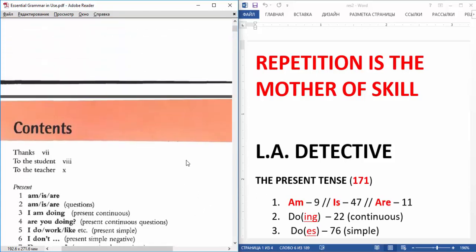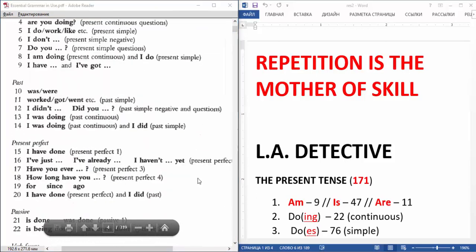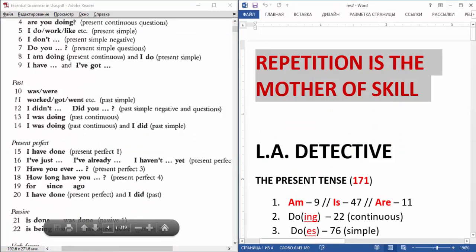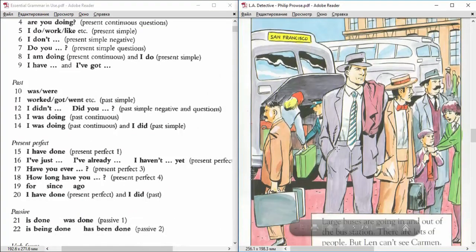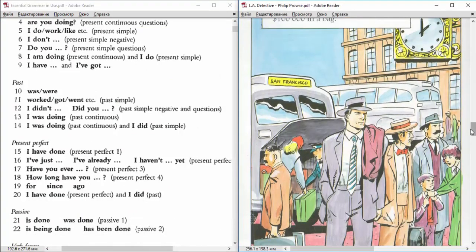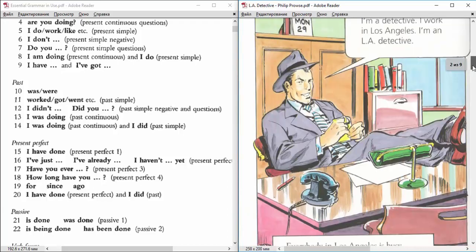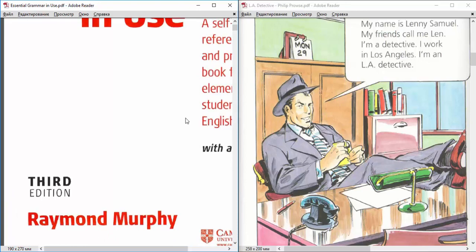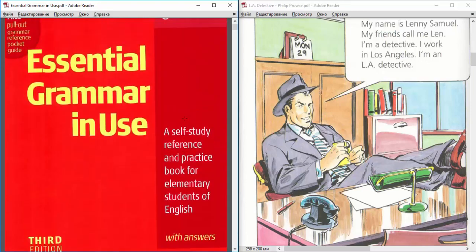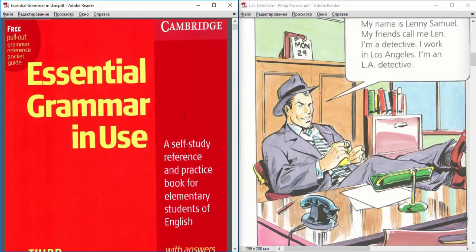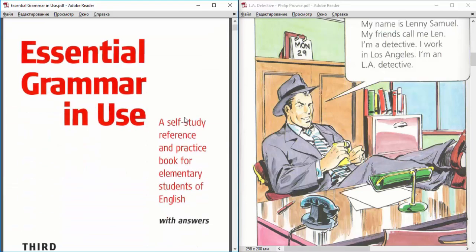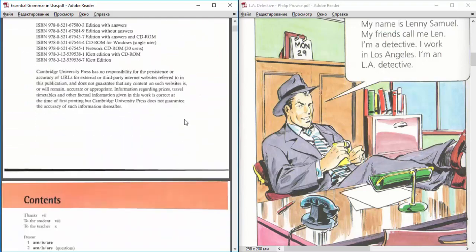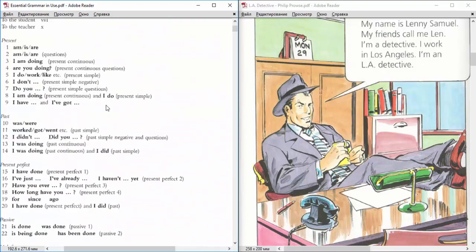Let's see how many repetitions of simple grammar we can find in a story. But before we get into that, we need to have a plan and a sequence, what to do first, second, third, and so on. For that reason, I've prepared a grammar book. Essential Grammar in Use is one of the most famous grammar books in Uzbekistan. Almost all students use it to prepare for entrance exams, but I'm not a fan.